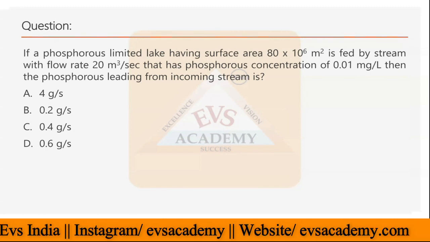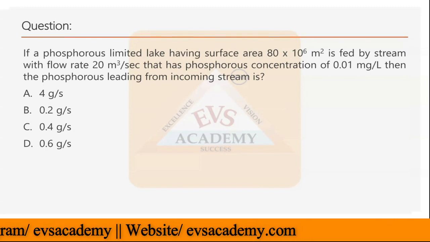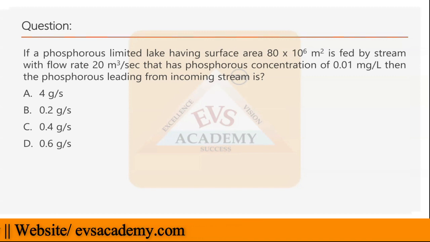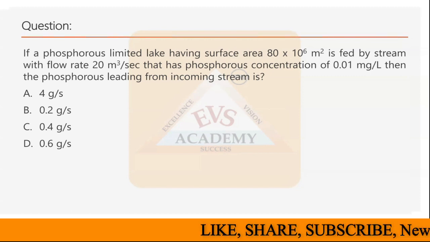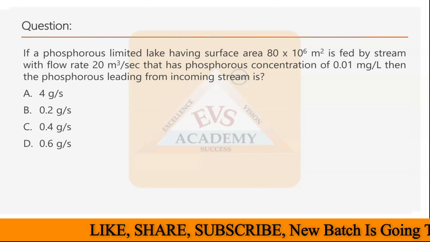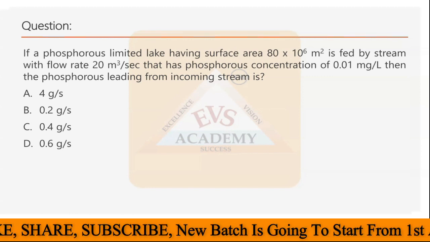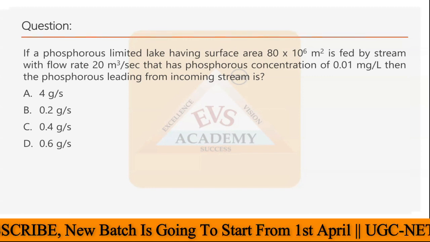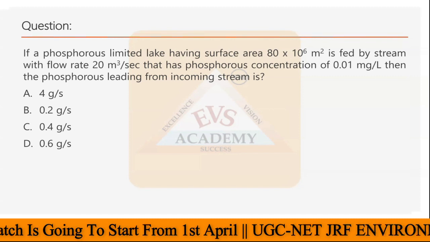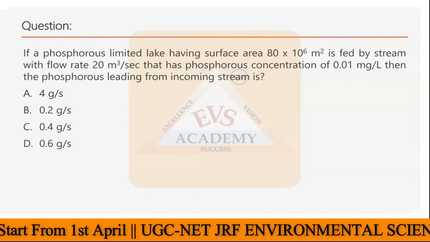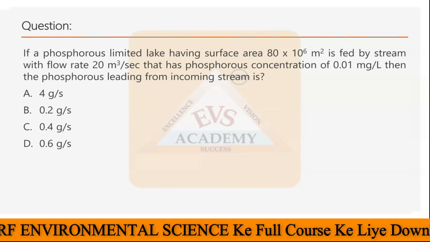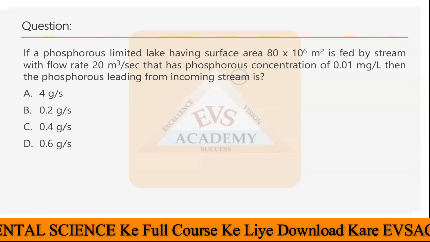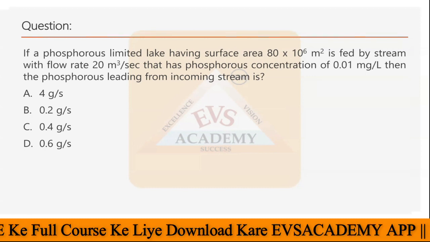This is another numerical problem asked. You have to use common sense to solve this problem. If a phosphorus limited lake having surface area of 80 multiplied by 10 to the power 6 meter square is fed by a stream with flow rate 20 meter cube per second that has phosphorus concentration of 0.01 milligram per liter, then the phosphorus loading from the incoming stream is. That phosphorus which is coming from the incoming stream, you have to just find out in terms of gram per second.